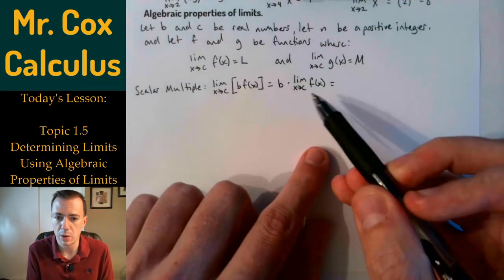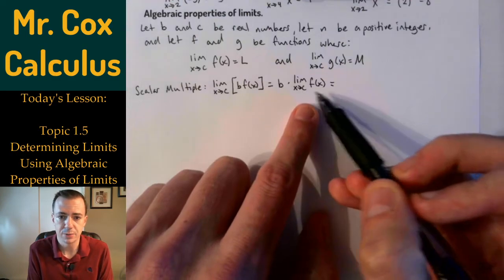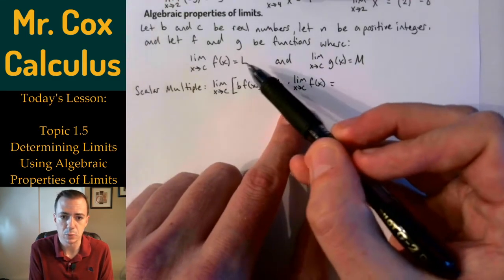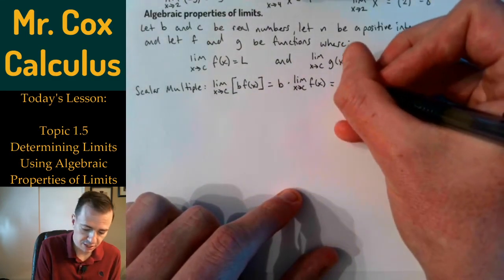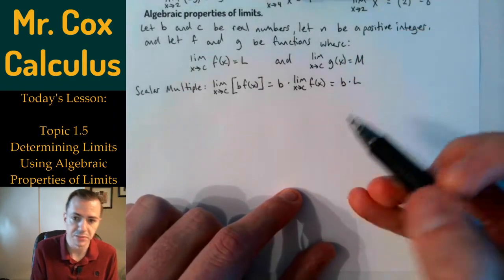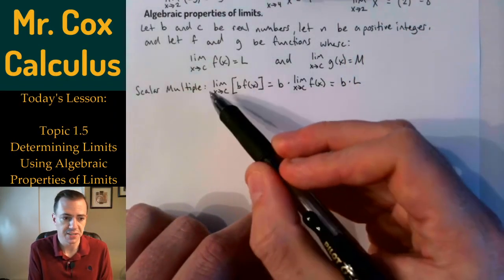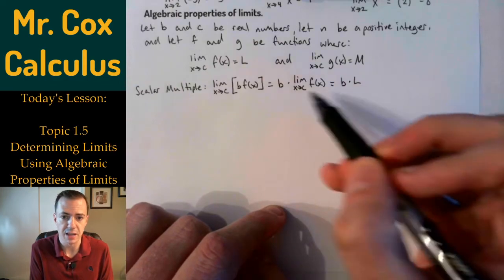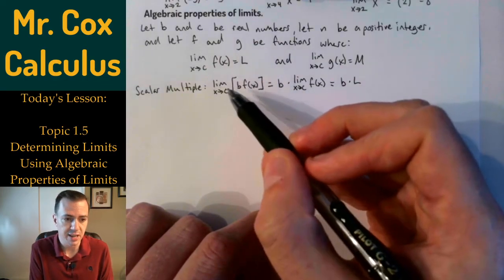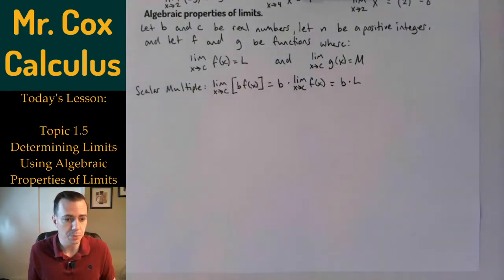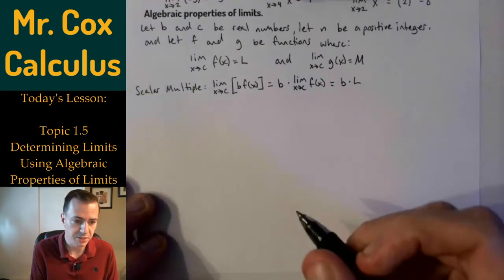And if you look at what happens here, this right here we already said was equal to L, so this equals b times L. So what you can see here is that the b came out and I was left with what we have already said is equal to L. So a multiple can come out when it comes to limits.